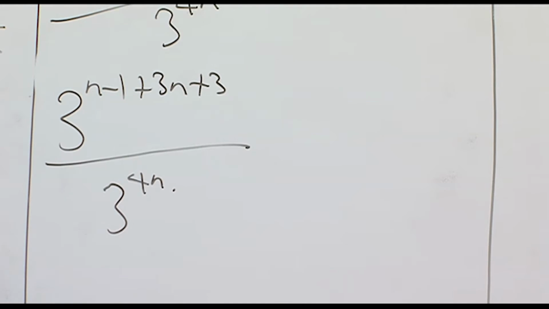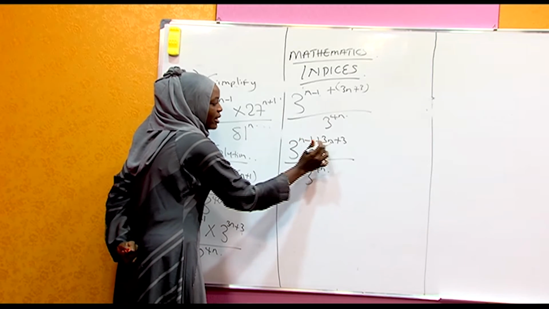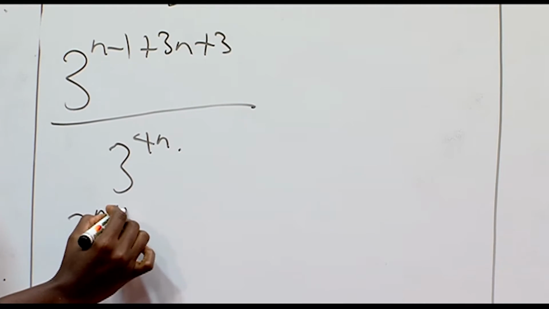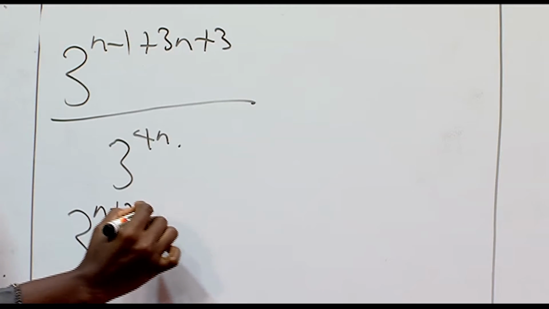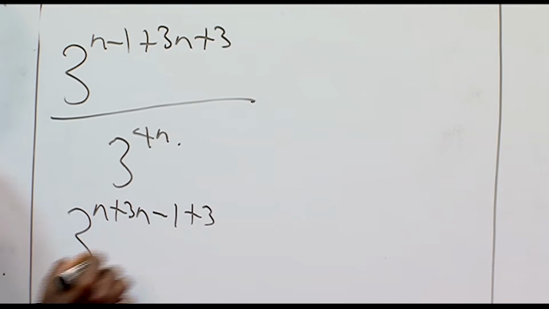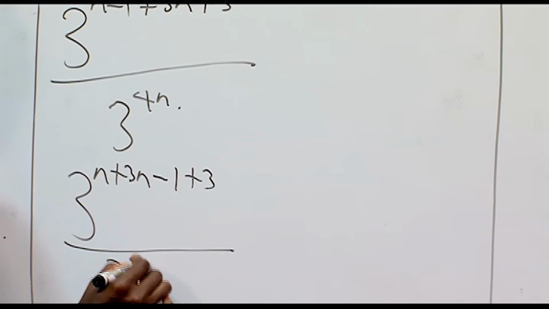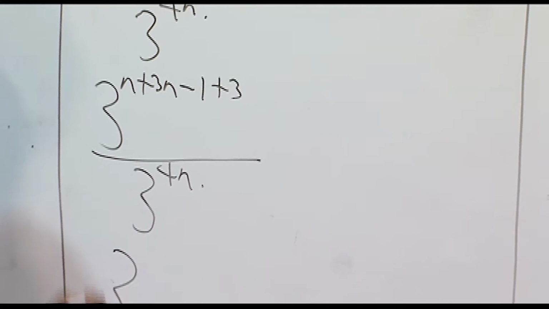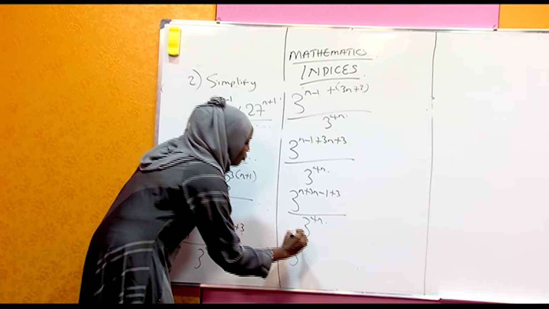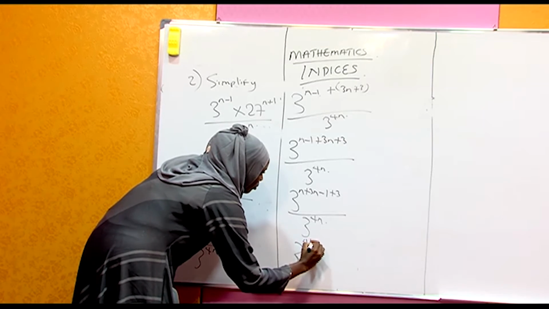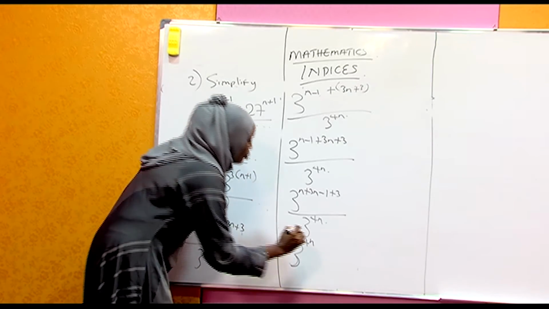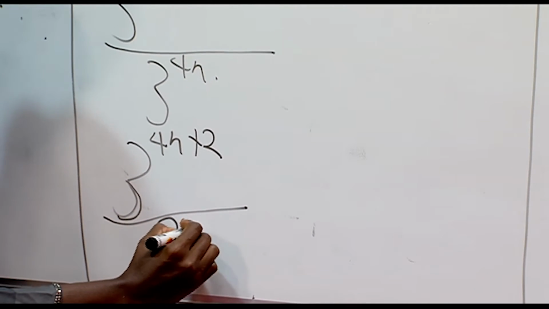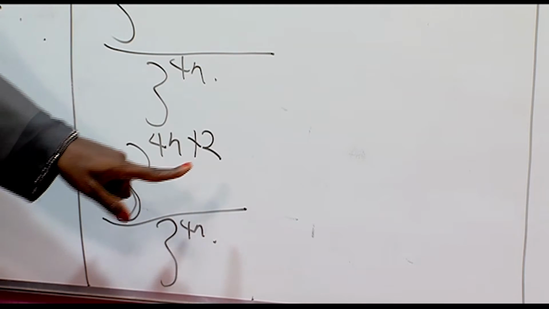Simplifying means you collect like terms and simplify. So collecting like terms, n and 3n, bring them together, n plus 3n, minus 1 plus 3, all over 3 raised to power of 4n. So we evaluate. n plus 3n will give 4n. Then minus 1 plus 3 will give plus 2. All over 3 raised to power of 4n. Now, we have evaluated our index.